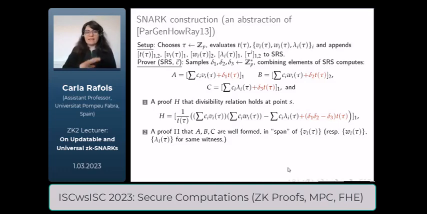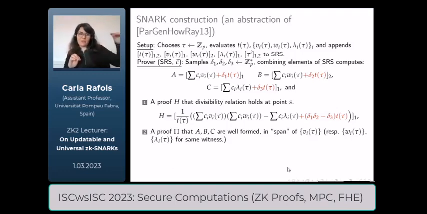Okay, and now we have all the ingredients. From everything that I explained, the key idea for the proof is that what we do is to prove that the Hadamard relation holds. What does it mean to prove that the Hadamard relation holds? It means that we can divide the product of A, B, and C by the vanishing polynomial. As I said before, this implies that A, B, and C have this Hadamard product relation. This is one part of the proof.